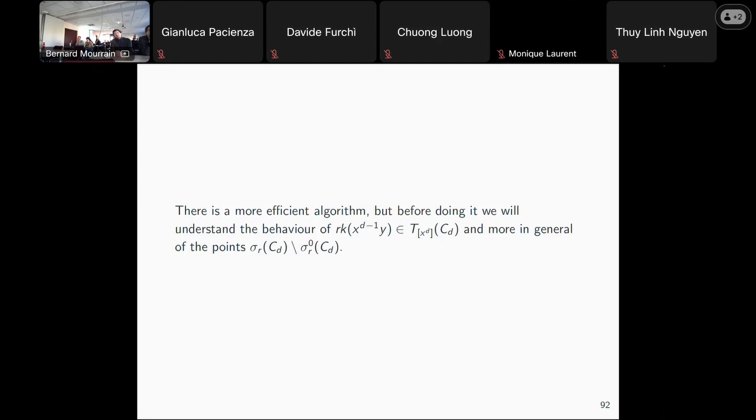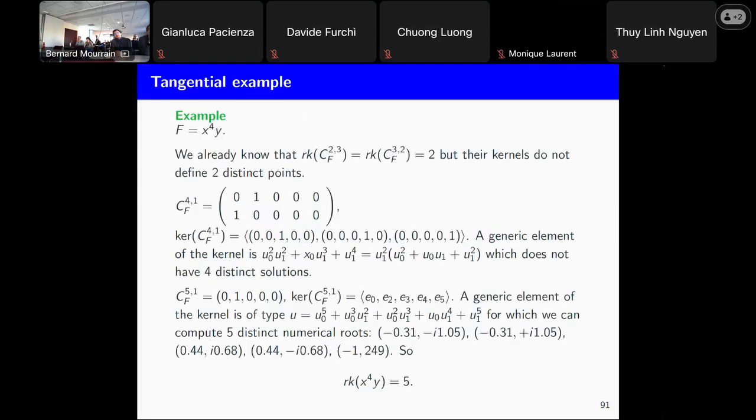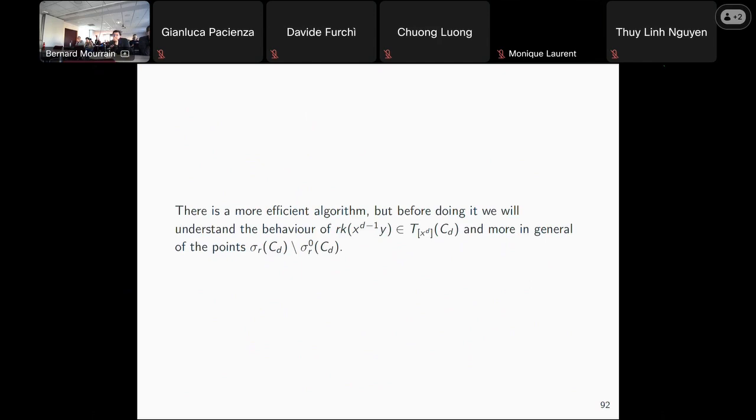So in this example, I knew that the border rank was 2, and then I started checking if the rank was 2, if the rank was 3, if the rank was 4, and then I was happy at the end of saying that the rank was 5. Is there a way of saying, well, I have this double tensor, I go directly to 5? Okay, and that's precisely the content of this.